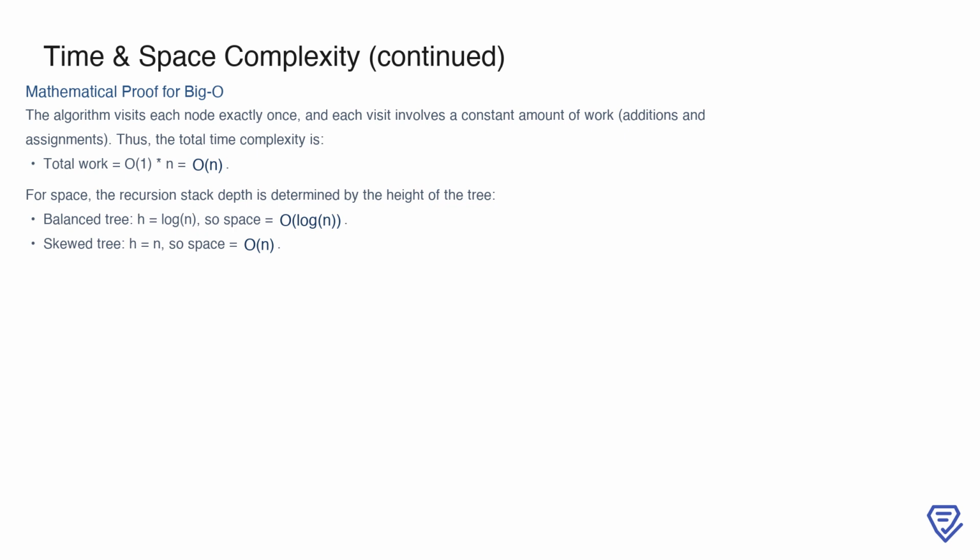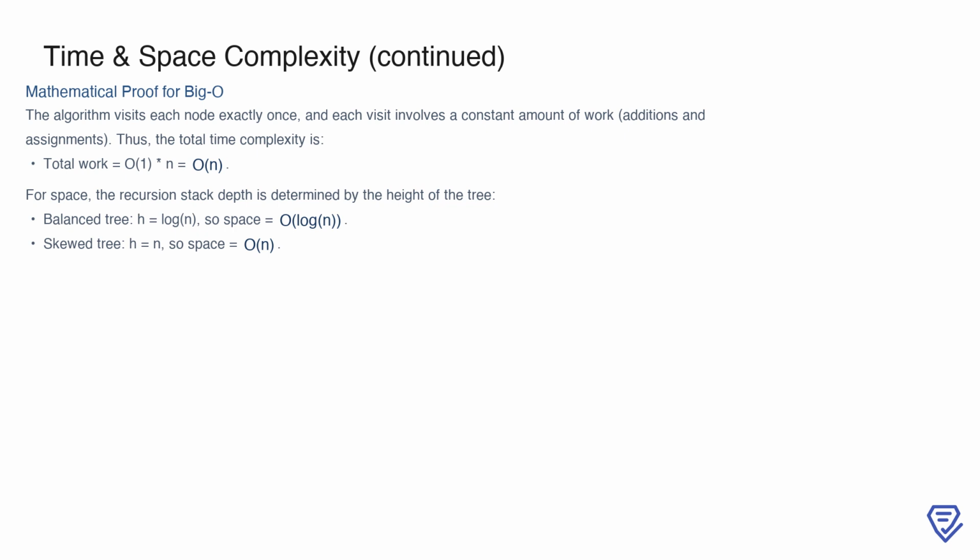Each node is visited exactly once during the reverse in-order traversal, and each visit involves a constant amount of work, such as updating the total variable and the node's value. This means the total work is proportional to the number of nodes, O(1) work per node multiplied by n nodes, resulting in O(n). As for space complexity, it is determined by the maximum depth of the recursion stack, which corresponds to the height of the tree. In a balanced binary search tree, the height h is log n, leading to O(log n) space.